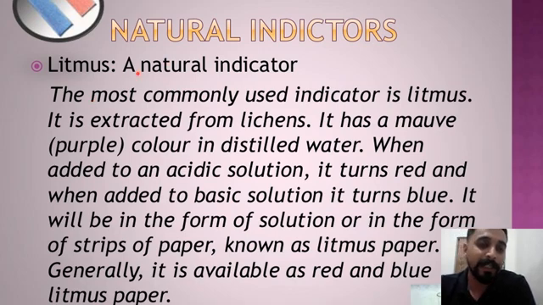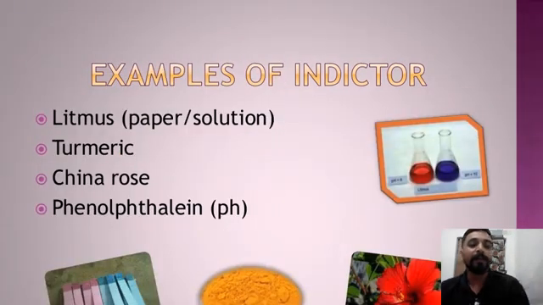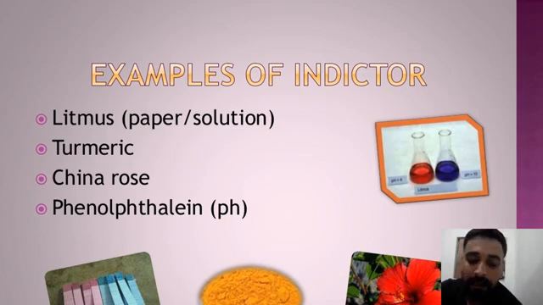There are some natural indicators, and among natural indicators first we are talking about litmus. The most commonly used indicator is litmus. It is extracted from lichen. It has a mauve color, purple color in distilled water. When added to an acidic solution, it turns red, and when added to a basic solution, it turns blue. So this is an important thing. Now, some other examples of indicators are turmeric, china rose, and phenolphthalein.